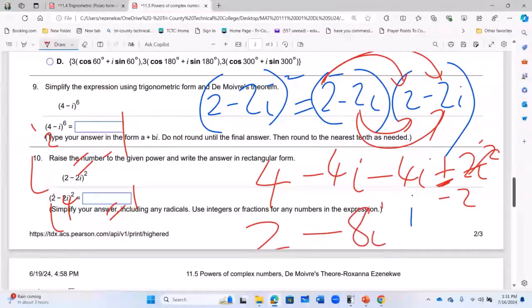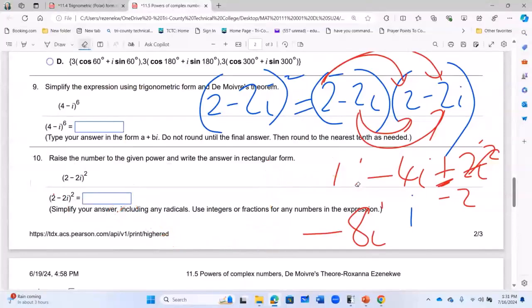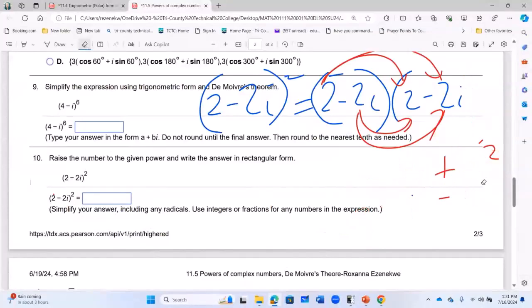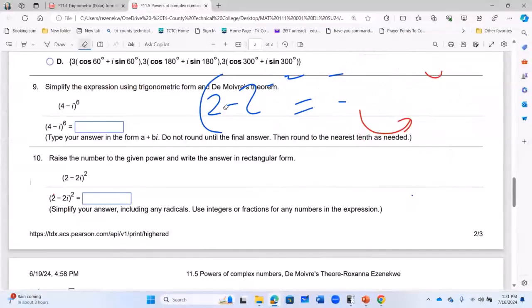So I have written this number in standard form by foiling. But guess what? You will not be able to foil all the time. Okay, so we want to redo number 10 using the multiplication formula. So we are going to powers of i. De Moivre's theorem discovered how to evaluate powers of i. So we are going to talk about it now.